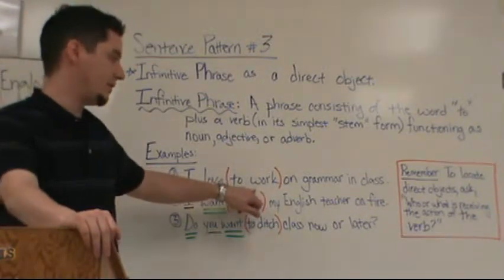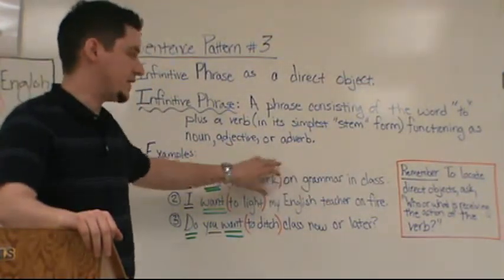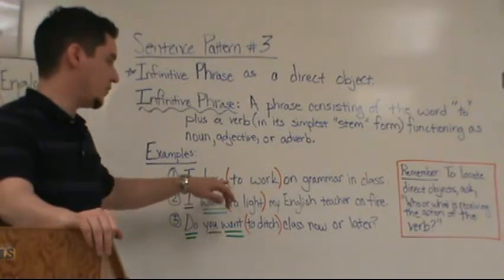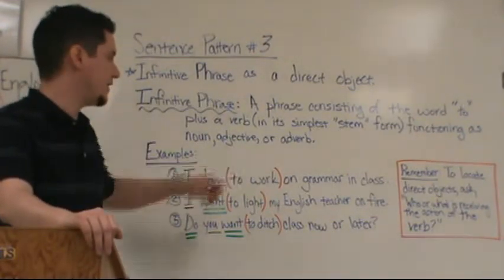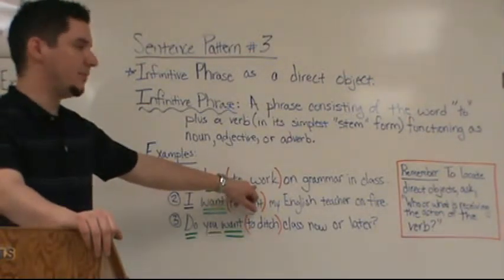I love to work. Right? On grammar in class is modifying our infinitive here. It's giving us a little bit more information about it. So all in all, our sentence is I love to work on grammar in class. To work is our infinitive phrase because it has the word to plus the verb in its simplest stem form.